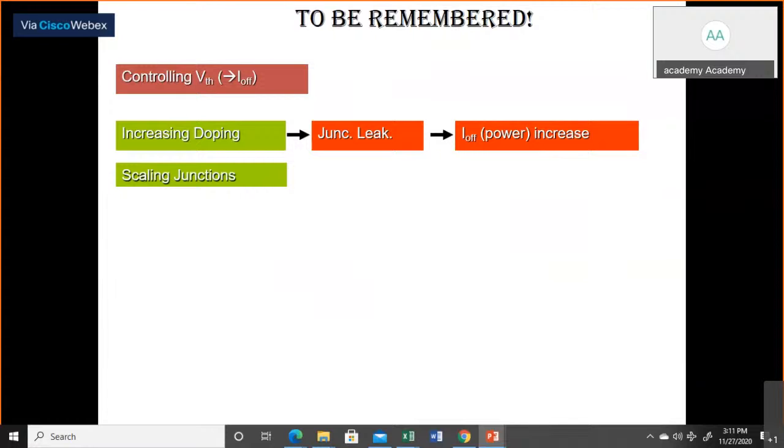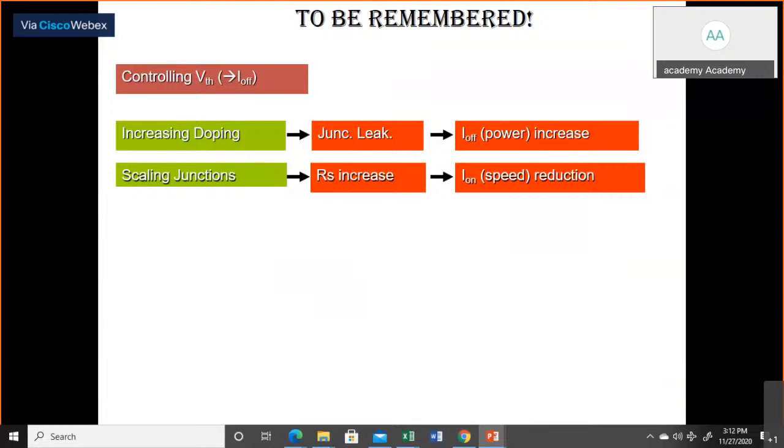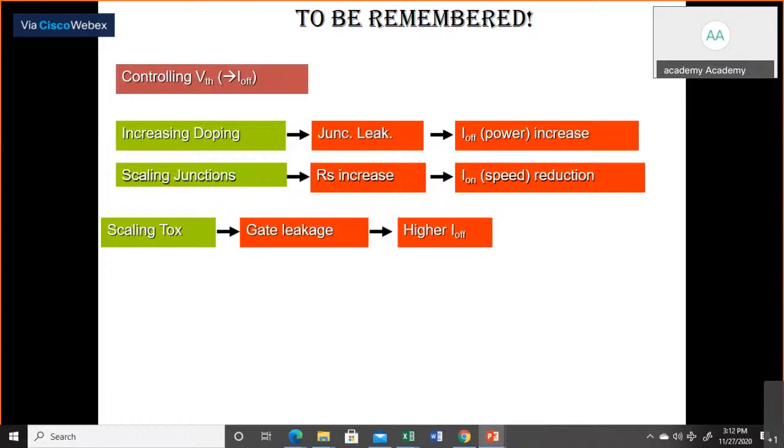So the points to be remembered in case of a MOSFET for controlling VTH and IOFF are very essential when we talk about small technology. First, increased doping, so junction leakage and IOFF power will be affected. Second, scaling junctions. The con of scaling the junction is that the series resistance will increase, and it will lead to an ION reduction. Obviously, if series resistance increases, the ION current will reduce. The third point is scaling TOX.